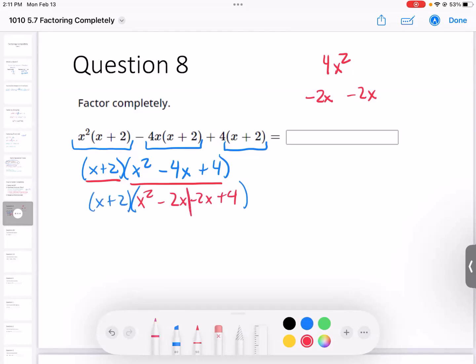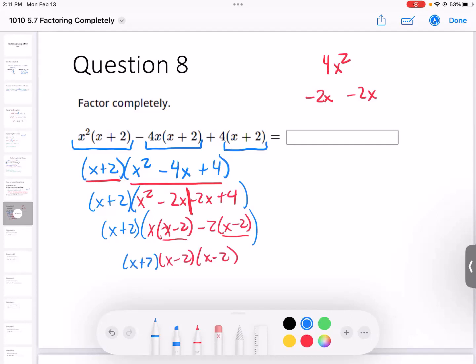Then I'll split that up into 2 groups, factor the common x out of the first group, and a negative 2 out of the second group. And again, this whole thing is still multiplied by x plus 2. Then I'll factor out the common x minus 2's. And that leaves me with x minus 2. And that is, again, still multiplied by the x plus 2 I factored out earlier. And so this is now my more factored form.